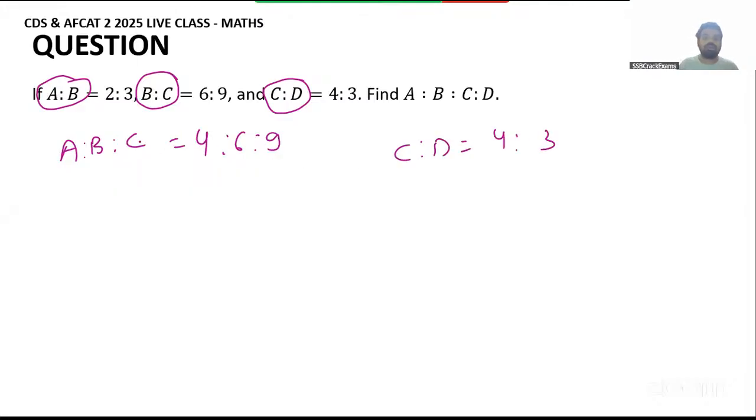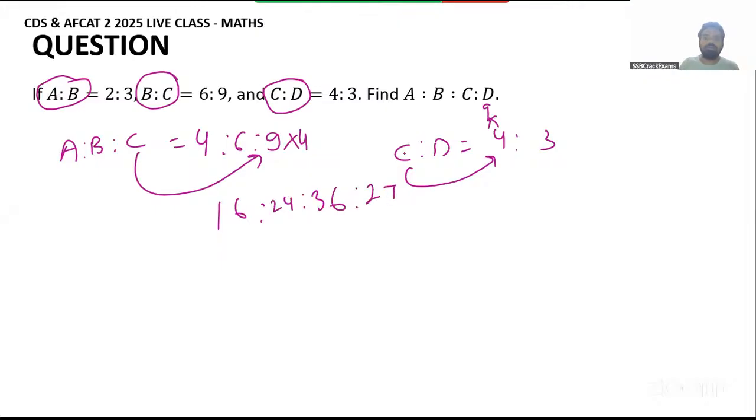So you can see C here is 9 and C here is 4. So we need to make them equal. In order to make them equal, we know that 9 is not coming in the table of 4. So what we can do, we can multiply it by 4 and it by 9. Now whenever you multiply this by 4, you need to multiply the whole. Okay, so what you will get then is 16 ratio 24 ratio 36. Then 9 into 4 is again 36. Then 9 into 3 is 27. This is how we do. All right, so this is the A ratio B ratio C ratio D.